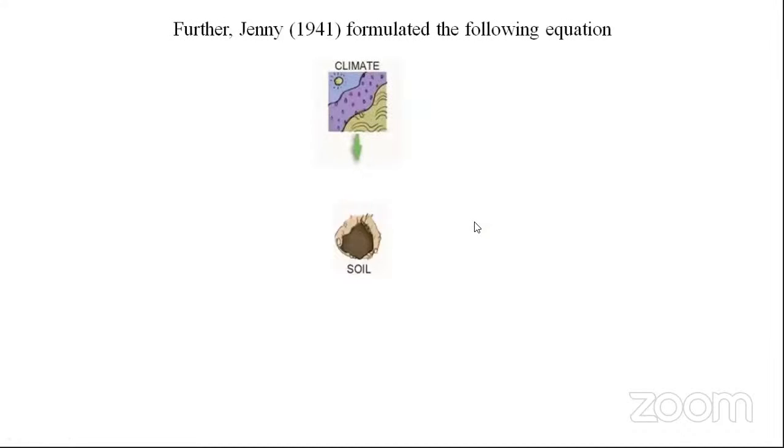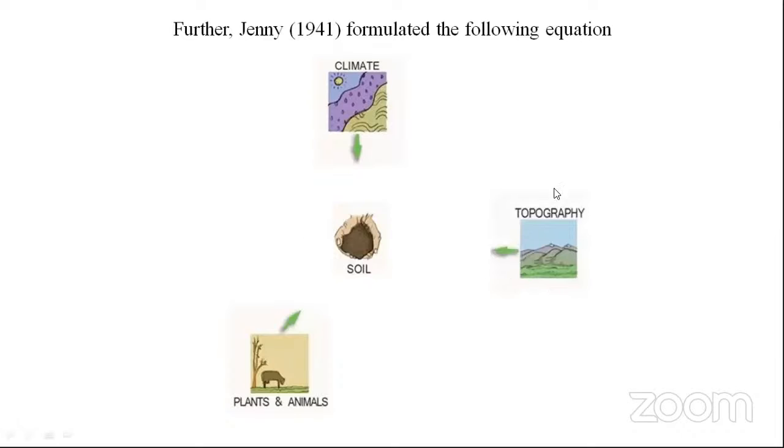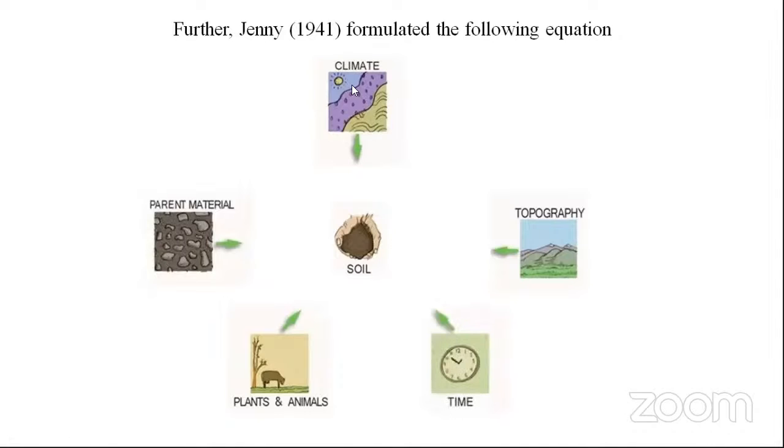The very first factor is climate. Another one is plants and animals, that is nothing but biosphere. Another one is topography, or you can say relief. Another one is parent material, another important factor. And another one is time, students. So these are the important soil forming factors furnished by our great and very famous scientist Jenny. He came across these ideas.